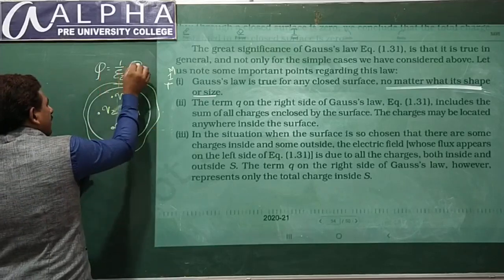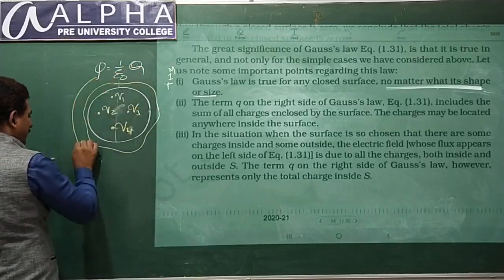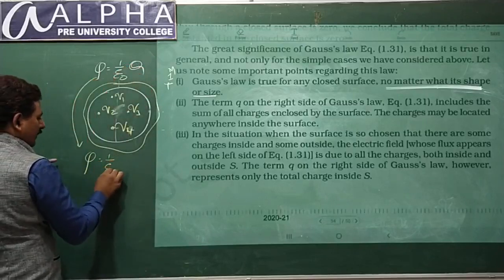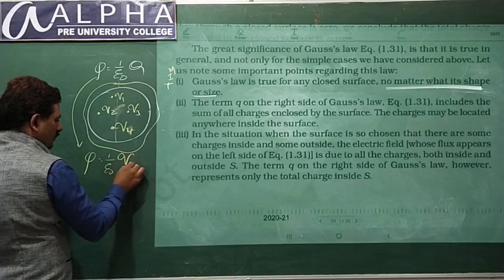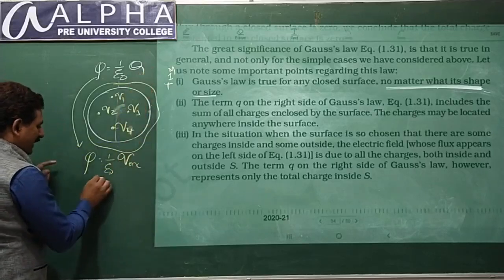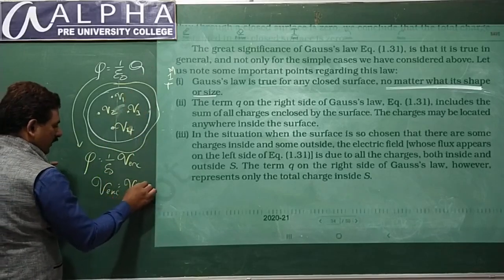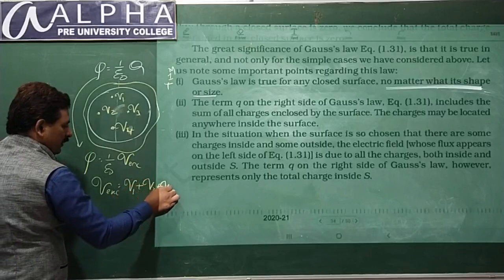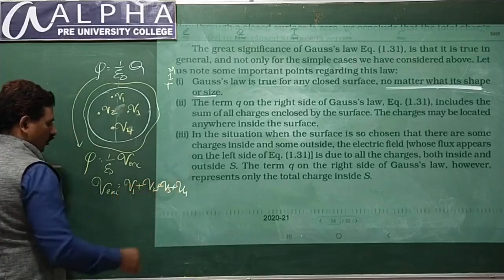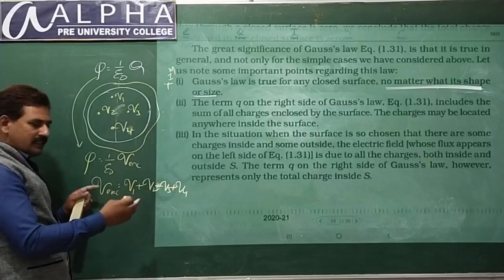Now, you write this relation. Flux phi equals to, same relation I am writing here. What is that? 1 by epsilon 0, charge enclosed. You can write capital Q or small q, ENC. What is ENC? Enclosed charge. What is that? Sum of the charges Q1 plus Q2 plus Q3 plus Q4. If one of them is negative, write negative. Get subtracted. That's it. Total charge.